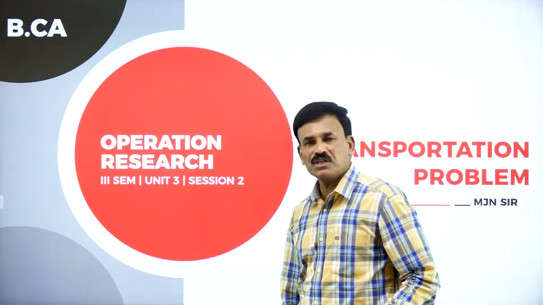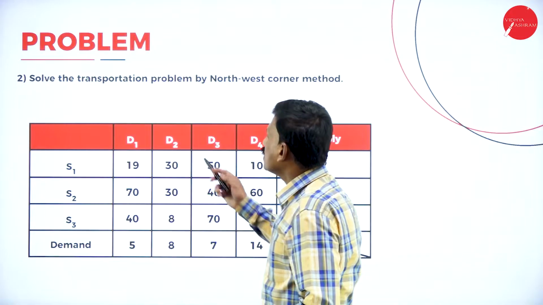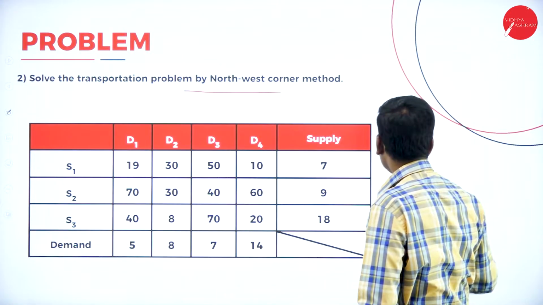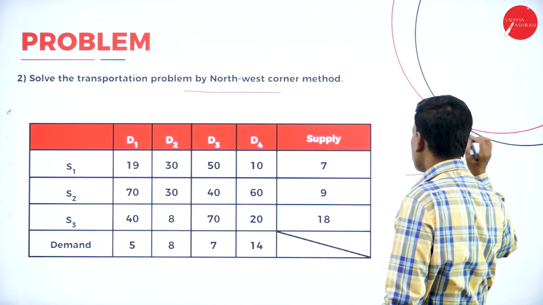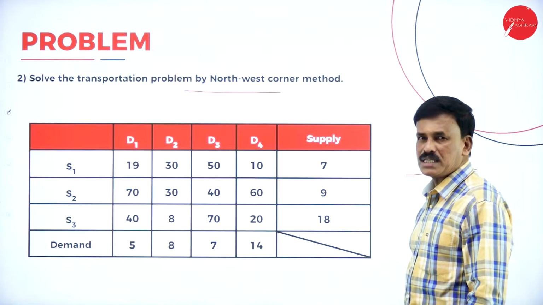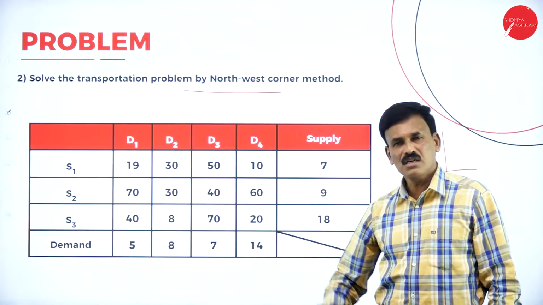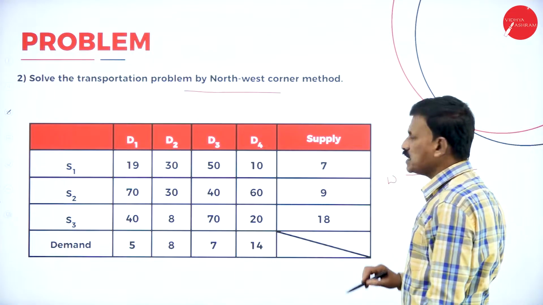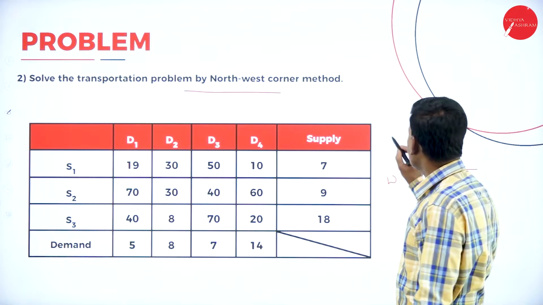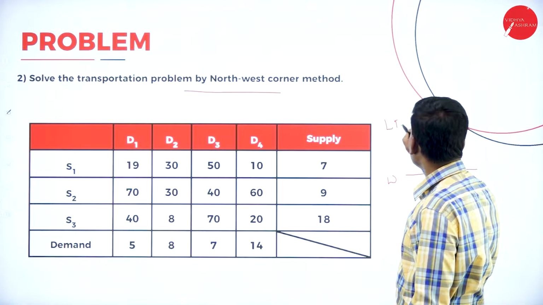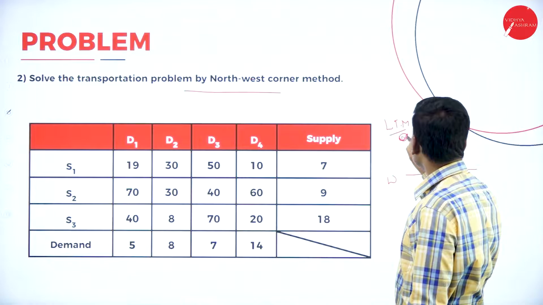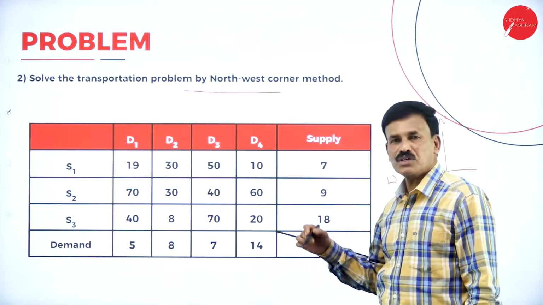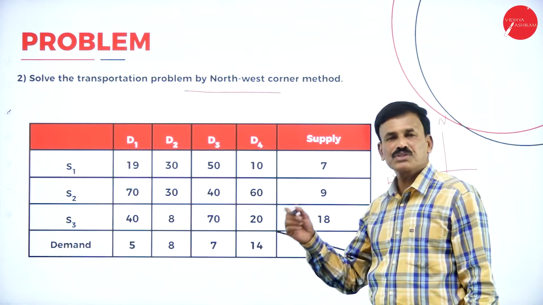Let me start with a simple problem. Solve the transportation problem by northwest corner method. As you know, first we have to check whether this is a balanced transportation problem or not. If it is balanced, first we are going to identify the northwest element, that is the left topmost element. This element we are going to consider, and allocate the minimum of the supply and demand, and the steps go on proceeding.